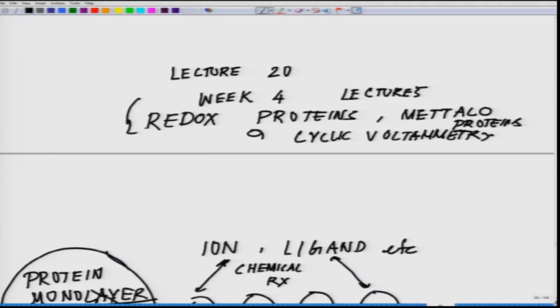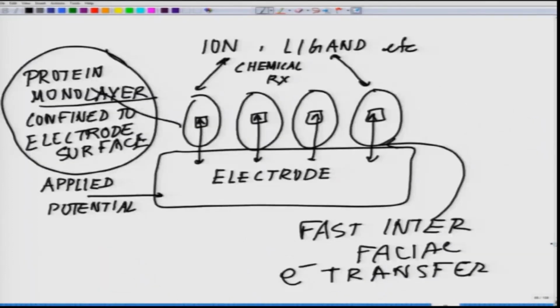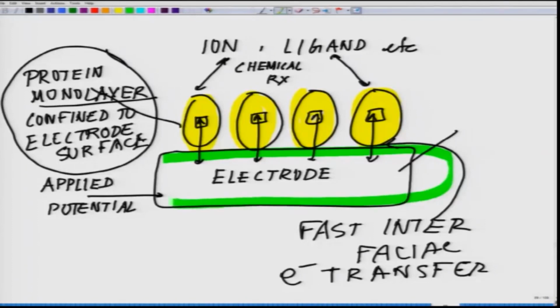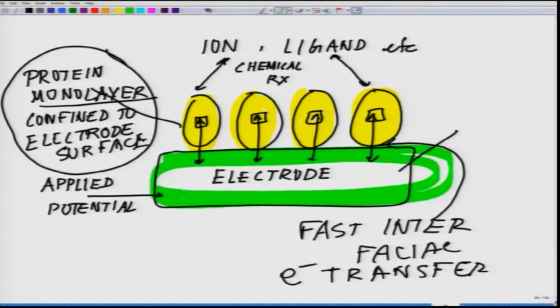So, this is the kind of strategy. You have a protein monolayer confined to the electrode surface. Mostly they use a gold electrode. This is the protein monolayer, and all these proteins are electrically active proteins. They have the power either to accept an electron or donate an electron. Okay. And the green is showing your electrode surface. You are confining your protein on top of the electrode surface.